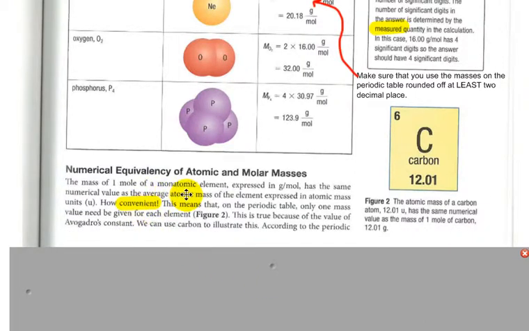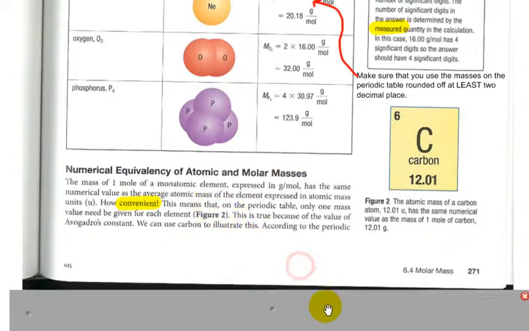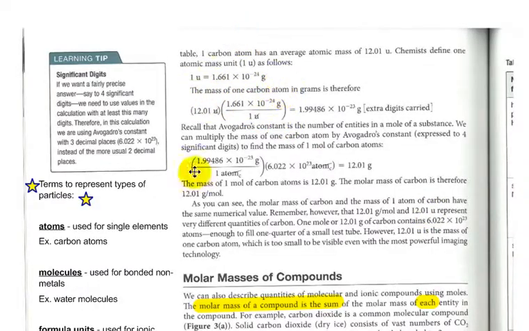Okay, so numerical equivalency of atomic and molar masses. So the mass of 1 mole expressed in grams per mole is the same value as you see on the periodic table, so it works out really well. And this just goes through a little proof there that shows that, well, if 1 unit is this many grams, we can see that that is actually fine, and for example carbon would be 12.01. So you could look at that on your own.